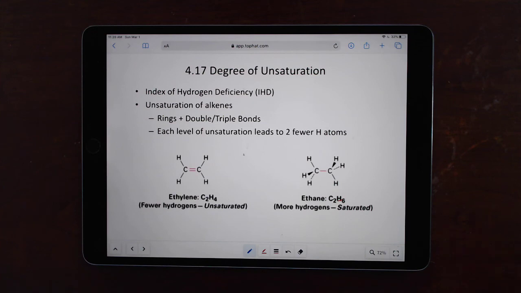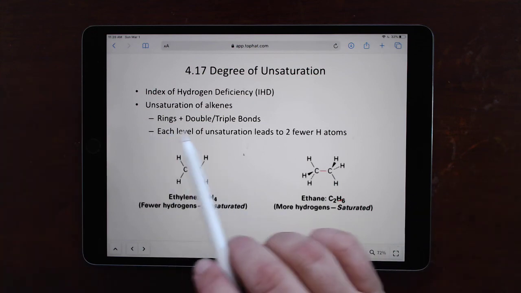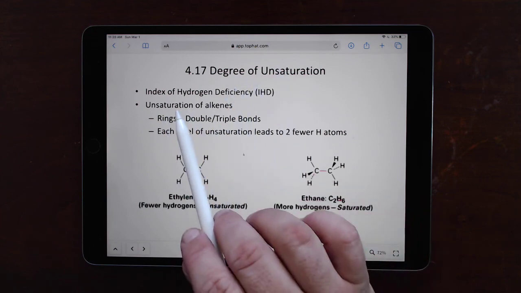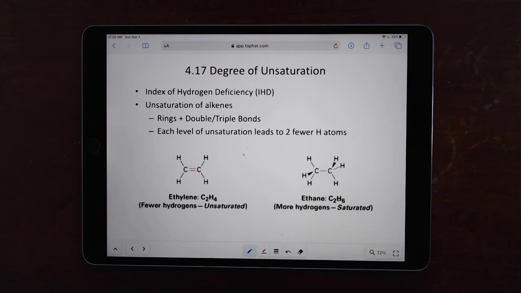So we can get a little bit of information about the molecule if we calculate the degrees of unsaturation. What that tells us is how many rings and how many pi bonds. Now, the pi bonds could either be carbon-carbon double bonds, but they could also be carbon-oxygen double bonds, or carbon-nitrogen double bonds, or oxygen-phosphorus double bonds. It doesn't matter. Just how many pi bonds and how many rings are in the molecule.